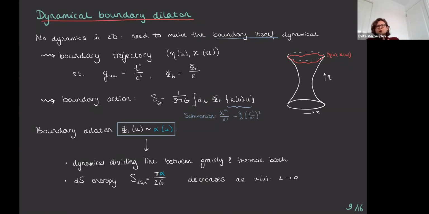And then what that would imply, as I was saying before, is that this dividing line between the gravity and the thermal bath is now dynamical. It's going to move for us. And one way that you can think of this is that the de Sitter entropy in this dimensionally reduced spacetime, which is given by just this simple formula, is going to decrease as alpha decreases from 1 to 0. So only dS2 to dS2, where the dS2 part is decreasing in size.